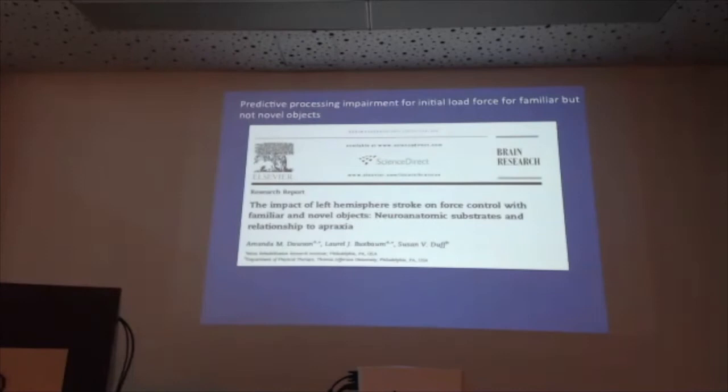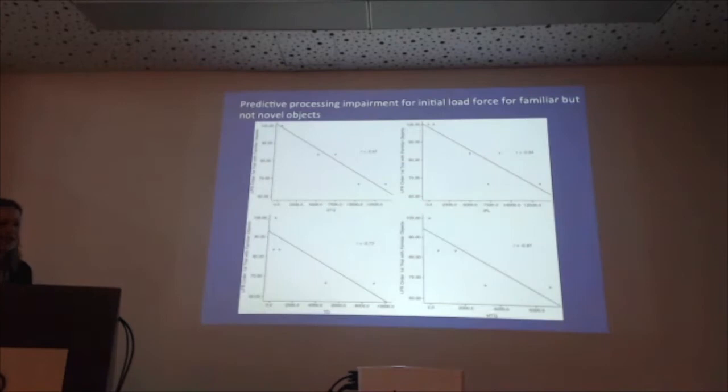So the other interesting thing is that when we correlated the ranking of their grip force for objects of varying weights with damage to various regions of the parietal lobe and the posterior temporal lobe, we only had very few observations, as you can see, but we got these very beautiful correlations. So the more damage you have to this left hemisphere temporal parietal system, the more abnormal your initial low force rate for familiar objects, but not novel objects. So this is a strange and interesting finding.